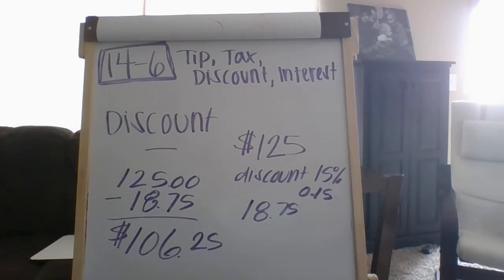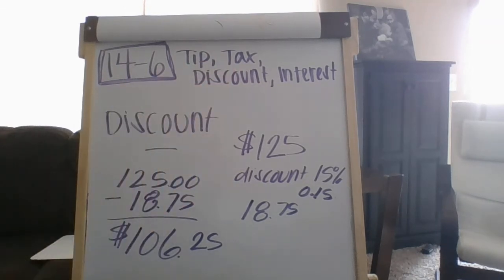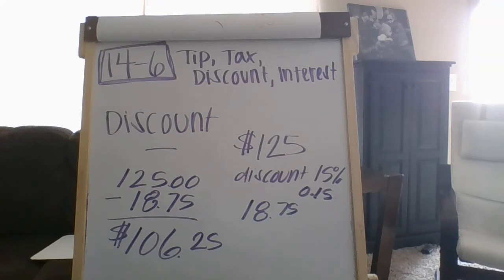Now, there may be some math problems that you're going to be taking a look at today that have more than just these multi-step ones. So it's multi-step. There may be some that you have to find the discount, but then on top of it, you have sales tax. Keep in mind, when you have tip and tax, you are adding. When you have discount, you are subtracting.